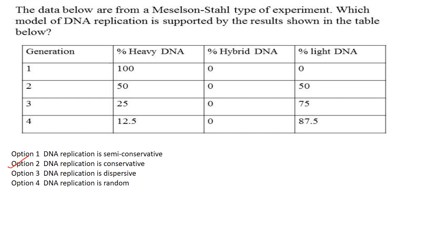And according to the conservative model, the entire original DNA double helix serves as template for a new double helix such that each round of cell division produces one daughter cell with a completely new DNA double helix and another daughter cell with a completely intact old or original DNA double helix. That is the conservative model of replication.